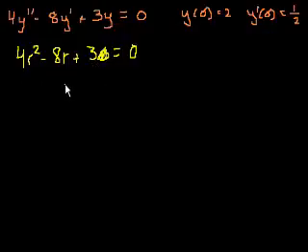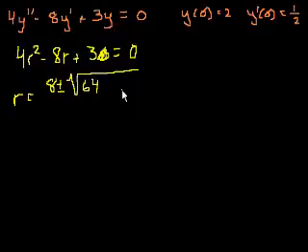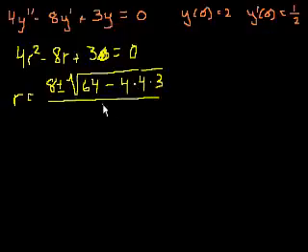And now we can just figure out its roots. This is not a trivial one for me to factor. So if it's not trivial, you can use the quadratic equation. So we could say the solution of this is r is equal to negative b. Well, negative b is negative 8, so it's positive 8. 8 plus or minus the square root of b squared, so that's 64, minus 4 times a, which is 4, times c, which is 3. All of that over 2a. 2 times 4 is 8.